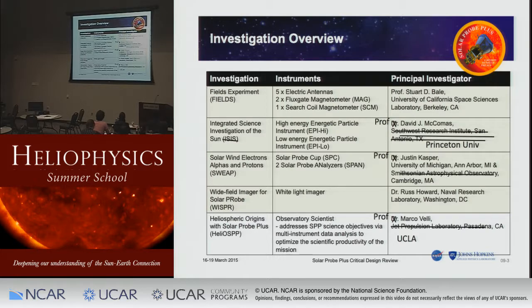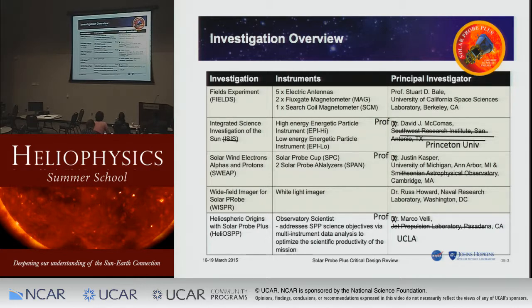There's a set of instruments called SWEAP, solar wind electrons, alphas, and protons, led by Justin Kasper at Michigan. And that is an instrument to measure the thermal plasma. There are actually three sensors that measure the thermal distribution functions of ions, electrons, protons, alpha particles, and some minor ions as well.